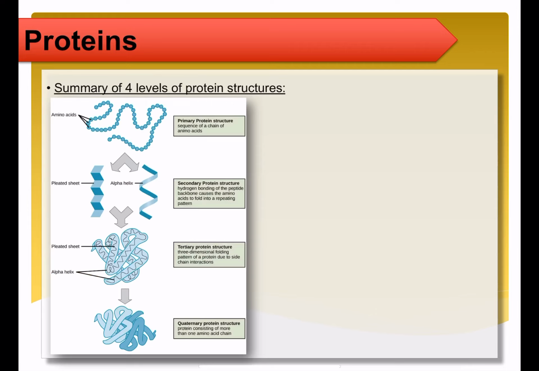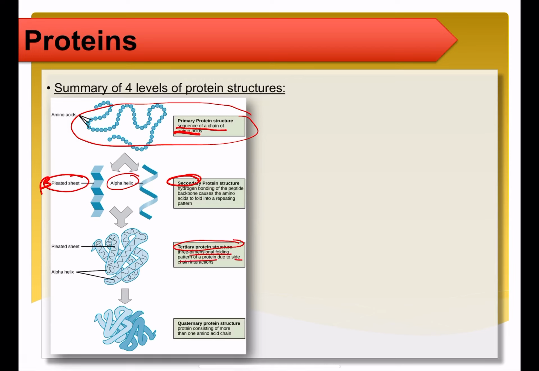So here's a summary of the 4 levels of protein structure again to recap. We have your primary structure of the protein, which is just a sequence of amino acids. Secondary structure has to do with formation of alpha helices or beta pleated sheets. And then you have tertiary structure, which is the 3-dimensional folding pattern of a protein due to those side chain interactions. Okay, so notice that it is the side chain interaction that forms the tertiary protein structure.